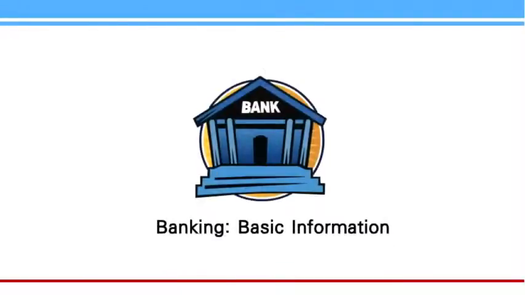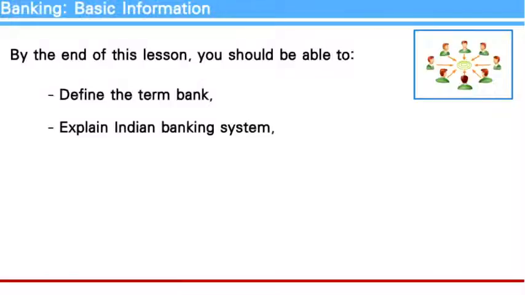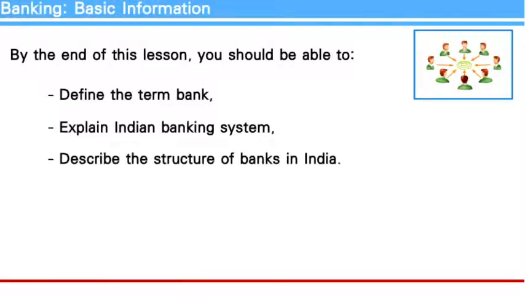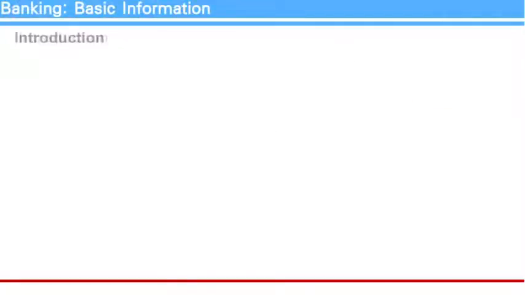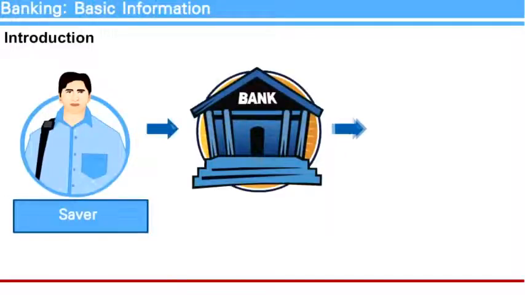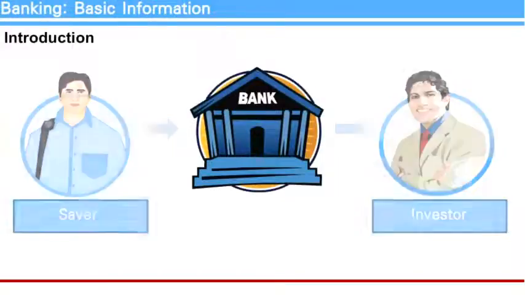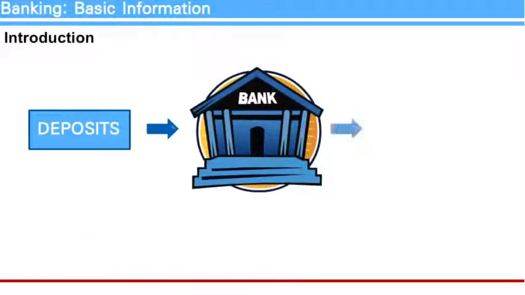Basic information about banking. By the end of this lesson, you should be able to define the term bank, explain the Indian banking system, and describe the structure of banks in India. The bank is a financial institution that acts as an intermediary between money savers and money investors. The basic function of the bank is to accept deposits and provide loans.